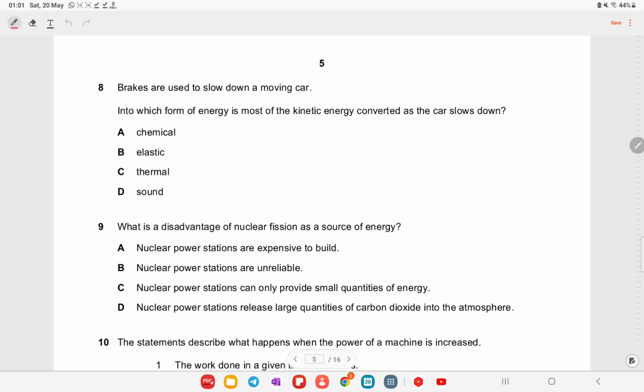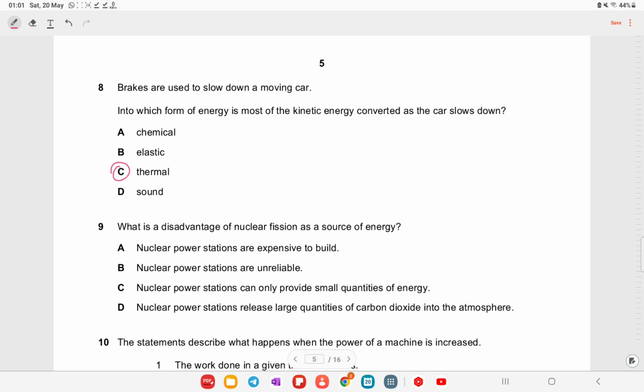Brakes are used to slow down a moving car. Into which form of energy is most of the kinetic energy converted as the car slows down? So then there is going to be frictional force, and frictional force is going to produce a lot of thermal energy.